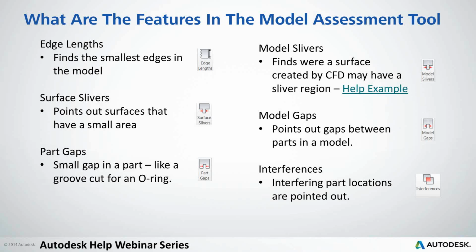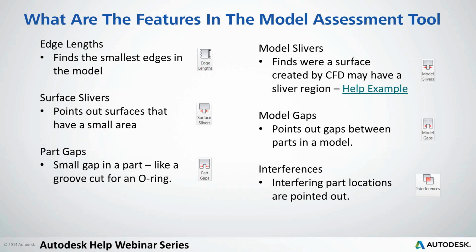A model gap is when you have two parts in a model that have a really small gap, and it'll look for that gap and tell you it's there. So maybe you just want to extend a surface to get rid of a really tiny gap. Sheet metal or something like that can cause it a lot of times.